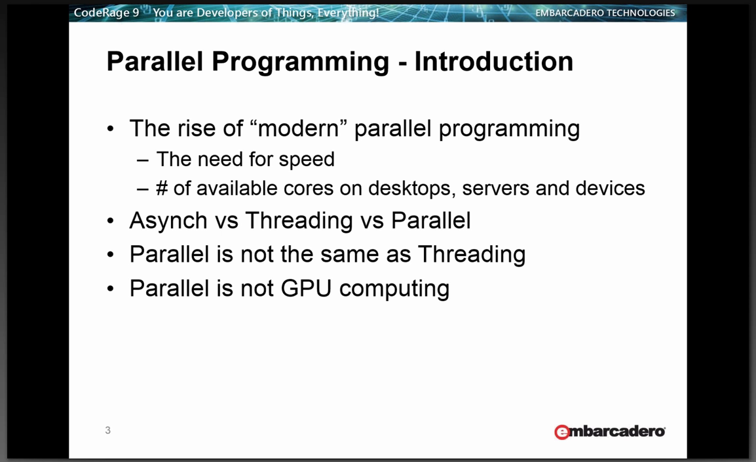We've had things like multi-threading and asynchronous concepts in the past, but threading and parallel are not necessarily the same thing. Parallel is really about utilizing the CPU cores in the most efficient manner. Threading is about breaking up bits of work into separate threads of execution.